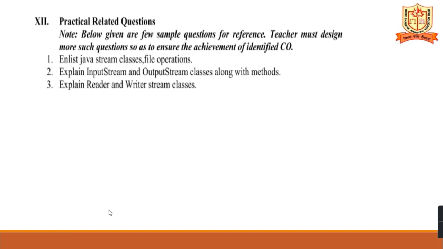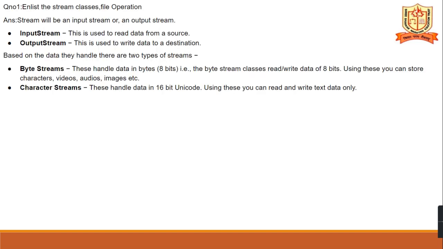And here the question and answers are there. Enlist Java stream classes and file operations, explain input stream and output stream classes along with their methods, and explain reader and writer stream classes. So, enlist stream classes and file operations. A stream will be an input stream or an output stream. Input stream is used to read the data from the source, and output stream is used to write the data to a destination.